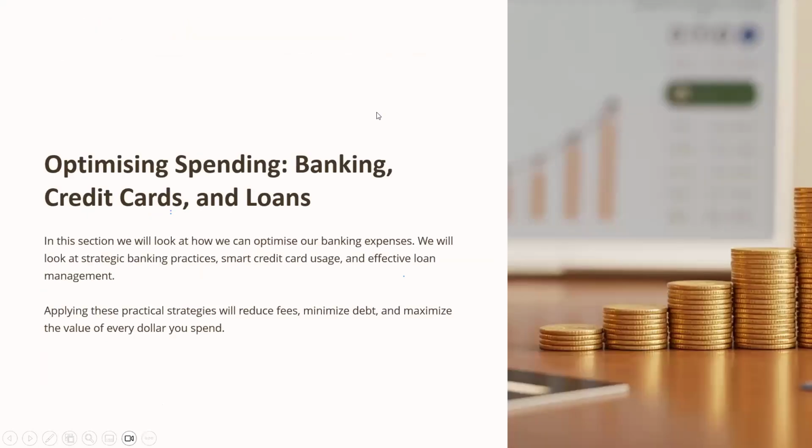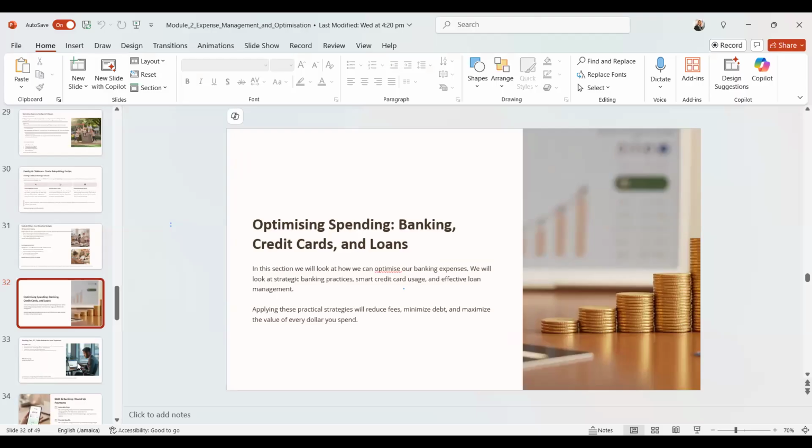I'm going to skip over this, and then I'm going to get into the one that perhaps most of us are here for, which is banking, credit cards, and loans. Just by way of information, we have about 10 slides to go through, and then we'll be done.